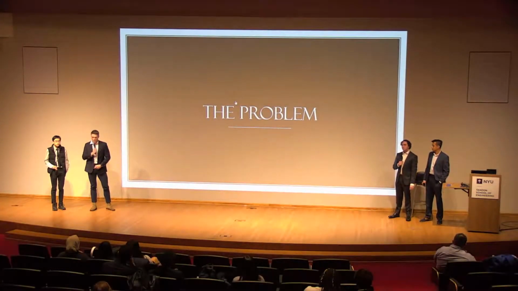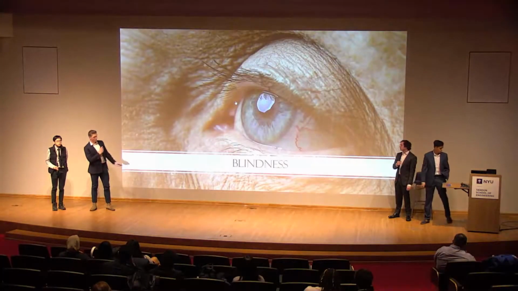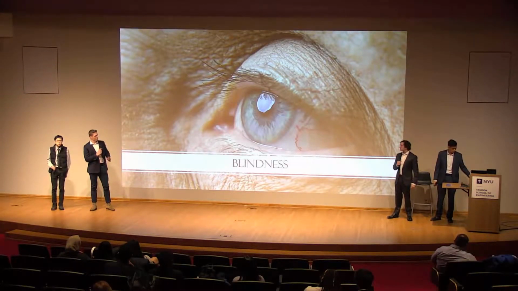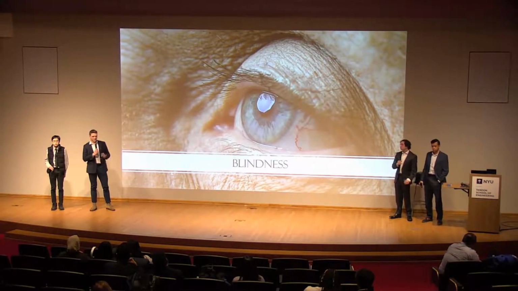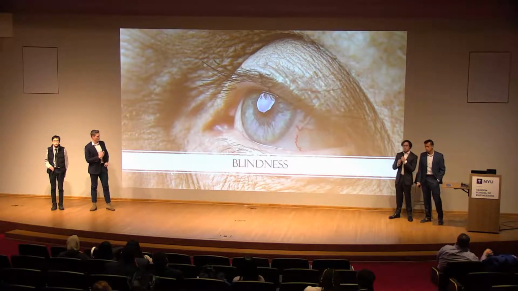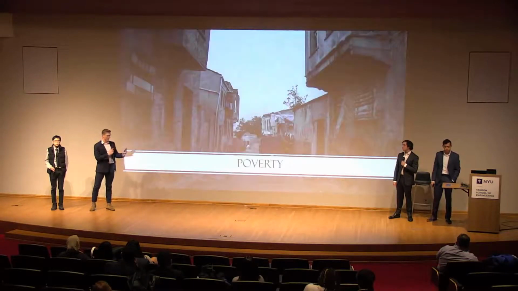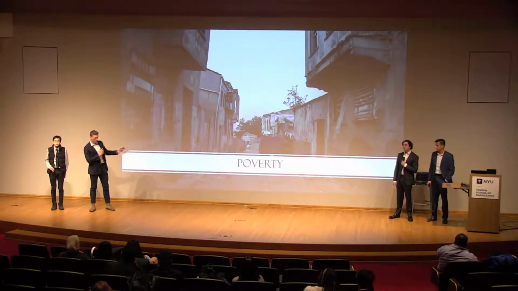Now, the problem we're trying to solve is twofold. First, blindness. There are 40 million individuals who suffer from blindness around the world, 280 million who suffer from some significant degree of visual impairment, the vast majority of whom live in the developing world. Now, that's why we've coupled our problem with poverty.